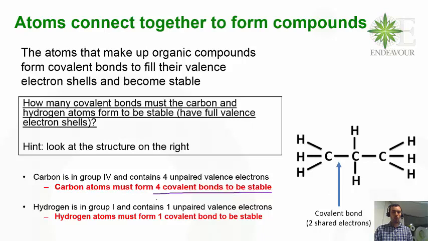Whereas for hydrogen, it's in group 1, so it contains 1 unpaired valence electron, and that means that each of those hydrogens can form 1 covalent bond, as you can see here in the right-hand structure. Every single one of the hydrogens has just 1 line coming off it, indicating that it's forming 1 covalent bond.